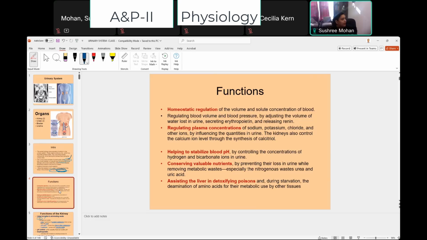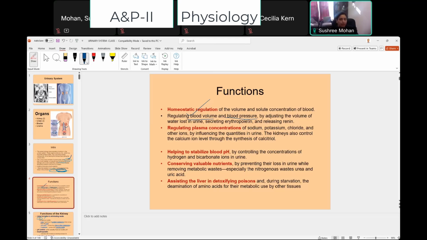One of the functions is homeostatic regulation. Kidneys play a very important role in balancing the volume and pressure. These two things you have to remember: blood volume and blood pressure, by adjusting the volume of water lost in the urine. As you have read about blood, a big component of our blood is water, fluid. So if a person loses fluid, they have a tendency to be dehydrated. Blood volume loss is going to be very crucial for a person with respect to heart functioning.